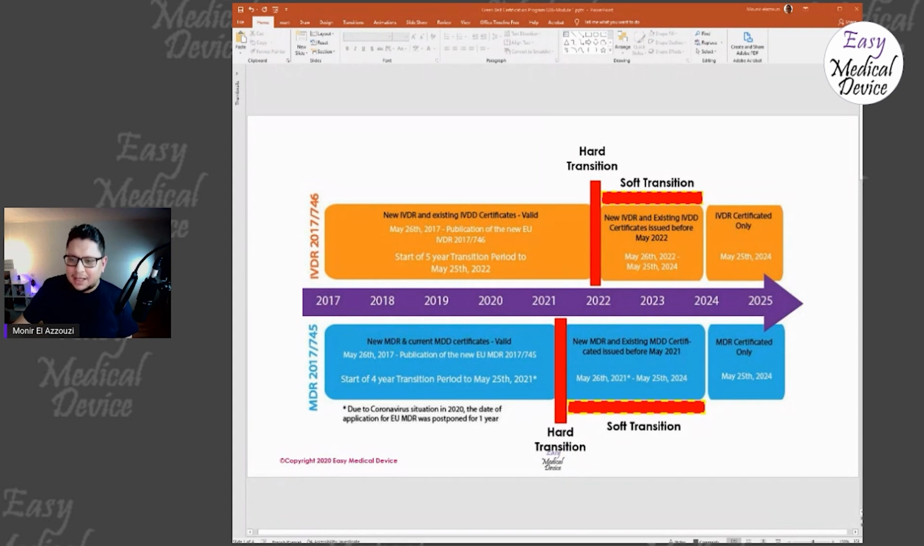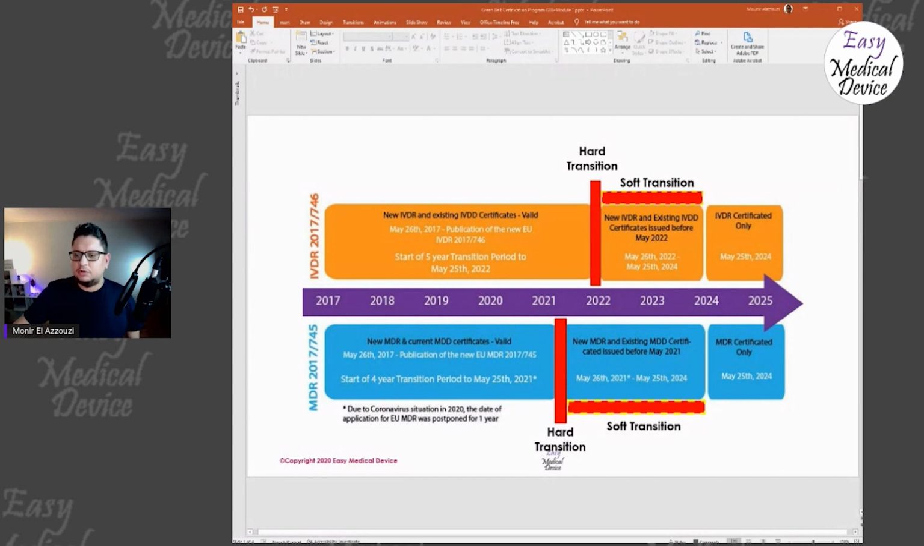Then you benefit also from this transition period until the 26th of May 2024. So if you are class 1 and because of MDR you become up-classified, then you have a transition period until 2024, but we'll talk about that just after. And I think it's all for the hard transition period, if I remember well. Then you have the soft transition period.